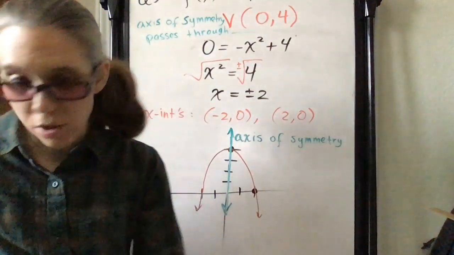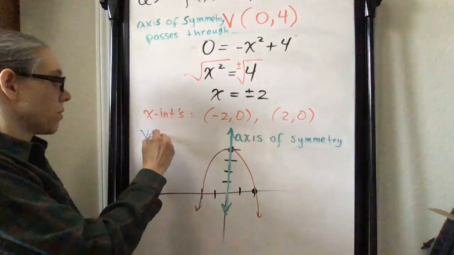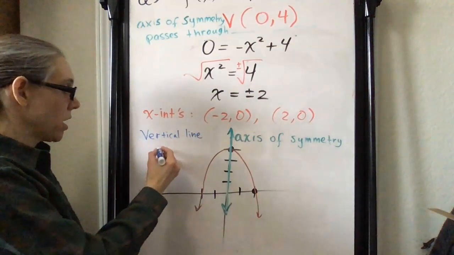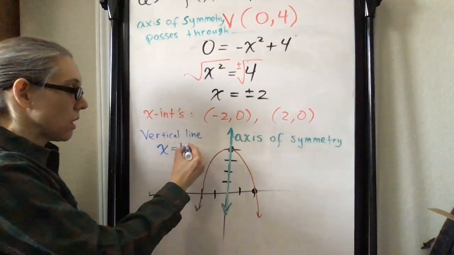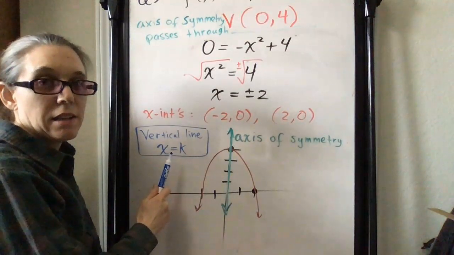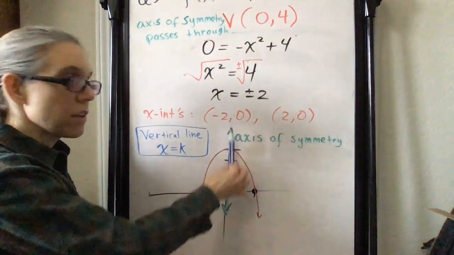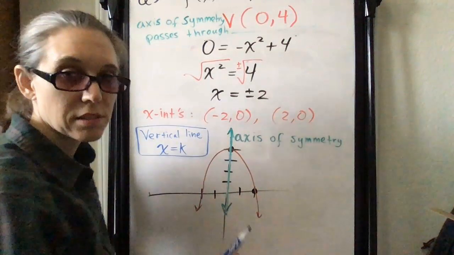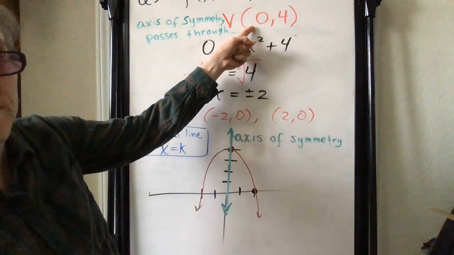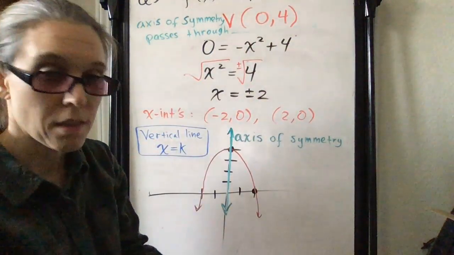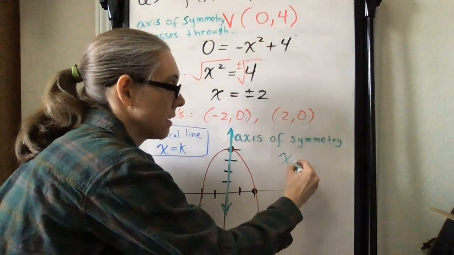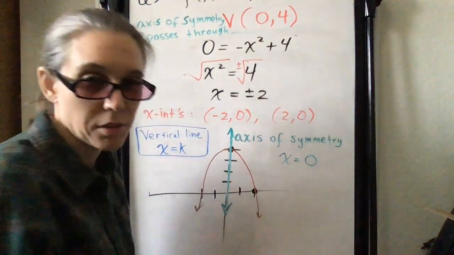Remember that when you have a vertical line, it always has the equation x equals some number. Okay, that's the generic form for a vertical line. So in this case, since all of the x values along this line are 0, and also because the x coordinate for the vertex is 0, the equation for this axis of symmetry is x equals 0.